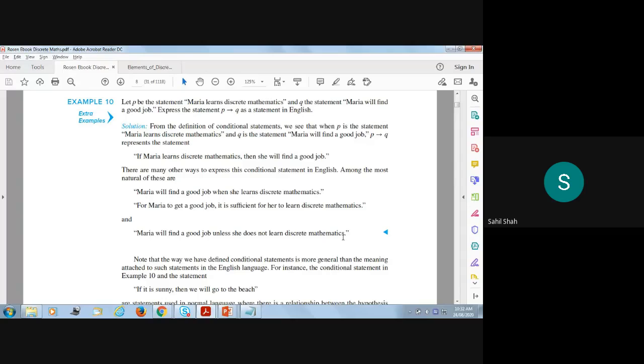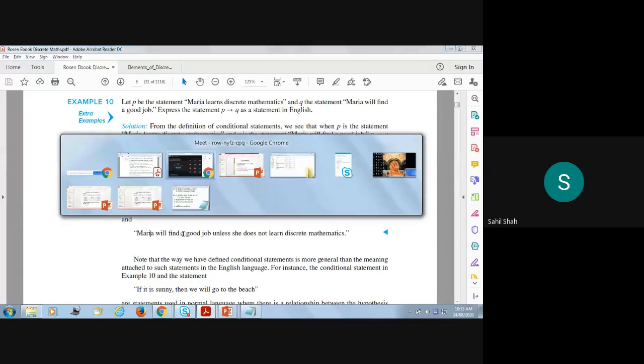Try to recollect the meaning of the statement. What is the meaning of the statement? Maria will find a good job only if she learns discrete mathematics. Unless means if she doesn't learn discrete mathematics, then she will not find a good job. I hope the things are clear. If anything is wrong, let me know in the chat window.